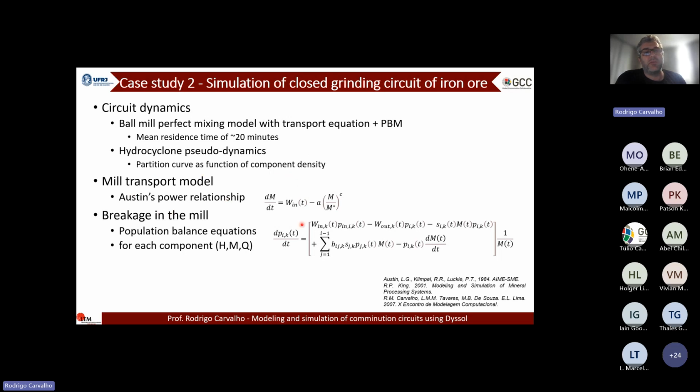So for the mill transport model, you're using a mass balance here. It's basically the rate of variation of the mill hold up is the feed rate minus the discharge rate, given by this power relationship of the hold up. So basically we need to integrate this differential equation here to get the mill hold up, and the population balance equations are used to model the evolution of the size distribution of the material in terms not only of the size, but also in terms of the component k here. So you're solving this system of differential equations for each of the components: the hematite, the mixed particles, and the quartz particles here.